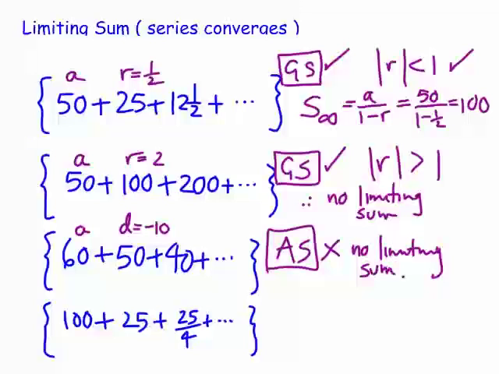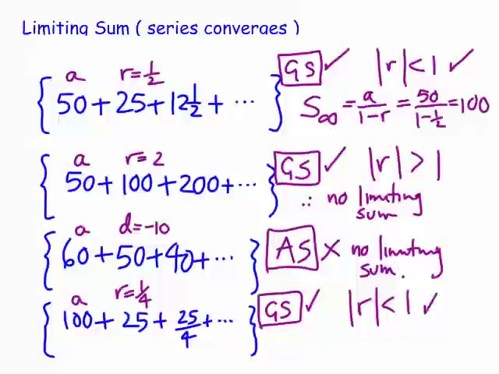Okay, let's have a look at the last one down there, 125. Hopefully we can see that that is actually a geometric series, so this is a GS. Now A is 100. What's R? Well, it's 25 on 100. Hopefully it's consistent. Yes, a quarter. So we know R is a quarter. The absolute value of R is less than 1. Fantastic, it does have a limiting sum.